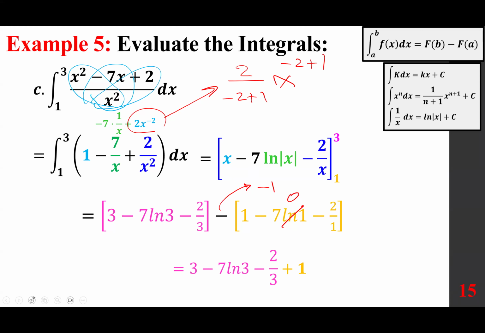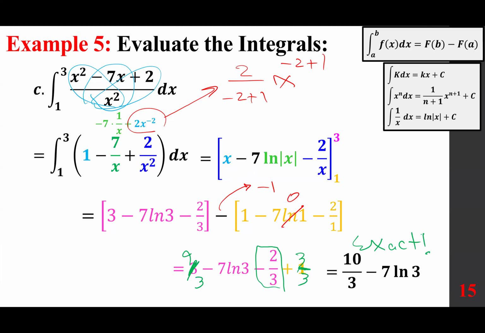Because we want to add the three numbers, because we want to come up with the exact answer, we notice this is a fraction. So with denominator 3, we're going to change this to 3 thirds, and this one to 9 thirds. 9 and 3, 12 minus 2 is 10. 10 thirds minus 7 ln 3 is an exact answer. So we keep it as an exact answer, everybody.